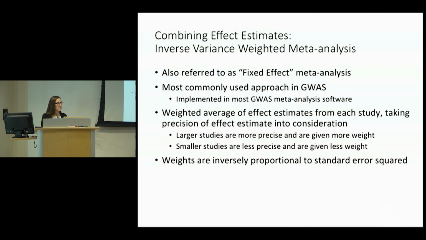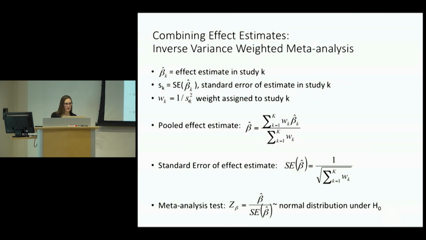The most popular approach is an inverse variance weighted meta-analysis, and it's implemented in most GWAS meta-analysis software. It's often referred to as the fixed effects meta-analysis. And here you get a weighted average of estimated effects from each study, taking the precision of the effect estimates into consideration, so that larger studies are more precise and are given more weight, and smaller studies are less precise and are given less weight, and these weights are inversely proportional to the standard error squared. So just to put this up, say we have beta k estimates from k different studies, and we have s k standard errors from those k studies, right?